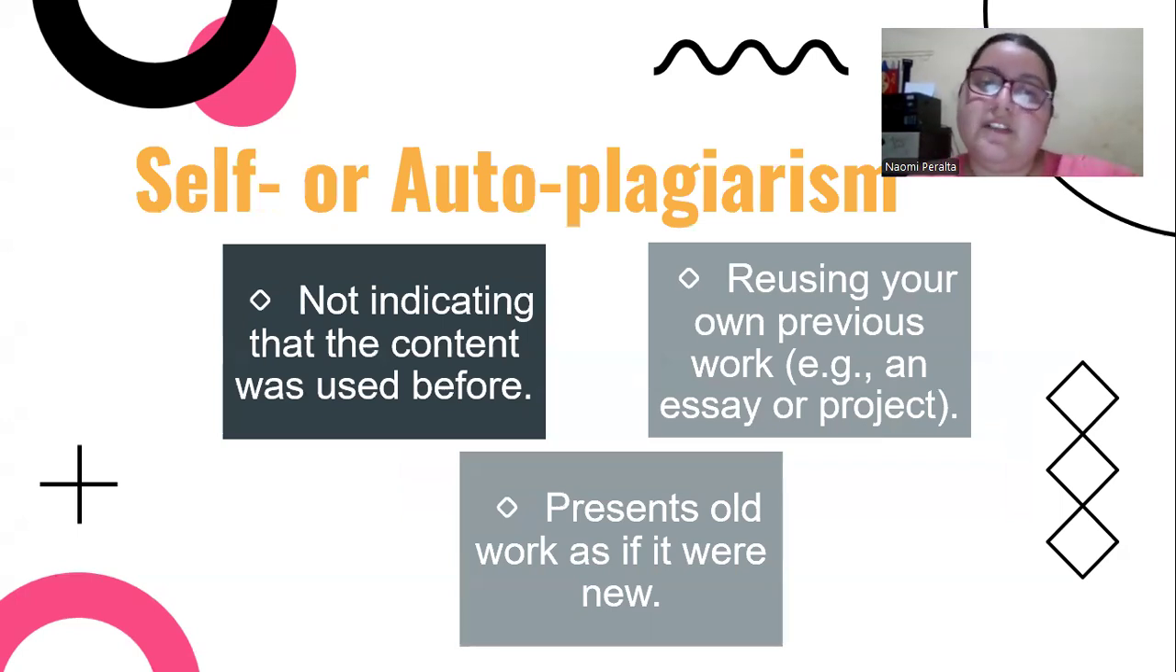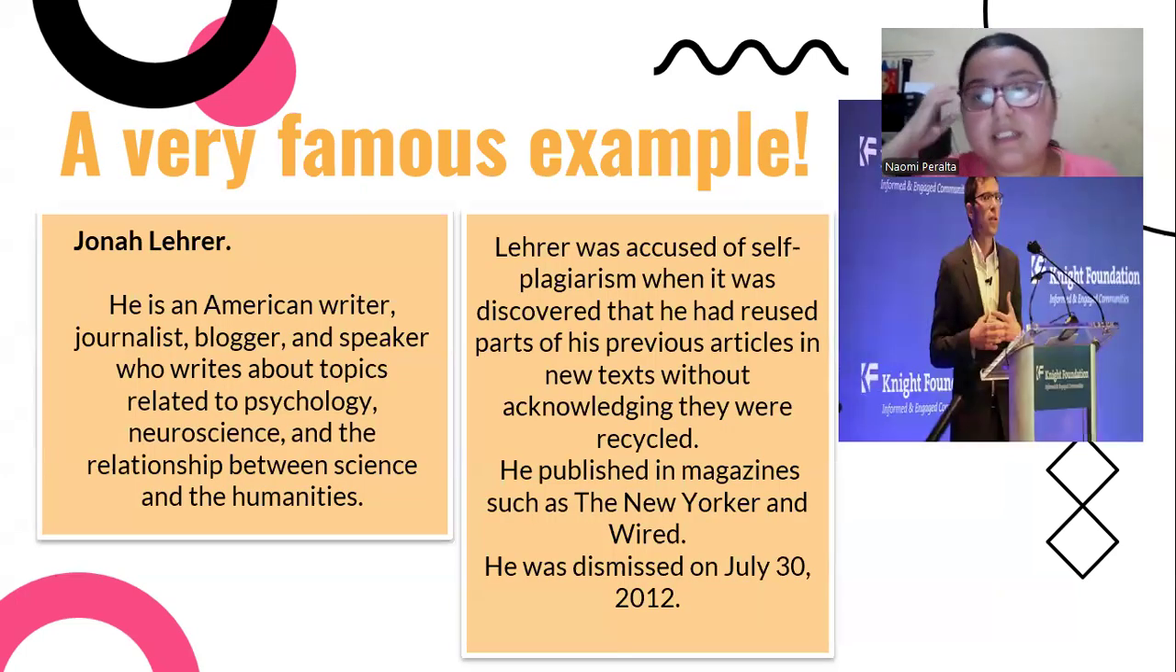Third is self-plagiarism, a type of plagiarism because you present old work as if it were new information. It's when you reuse your own previous ideas, like from essays or investigations, and do not indicate that the content was used before. Yes, this is considered plagiarism because we are assuming that this is new information.